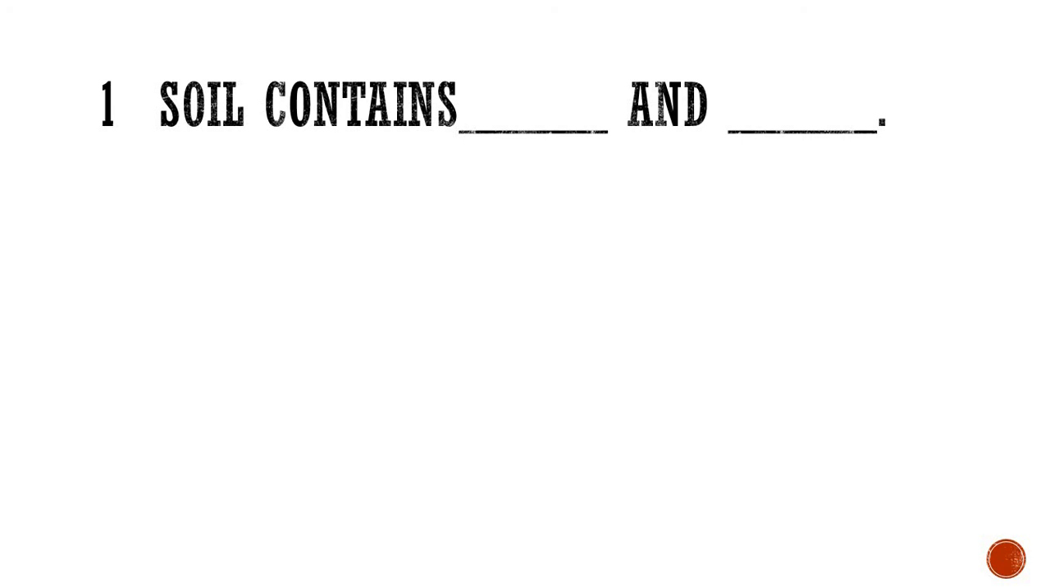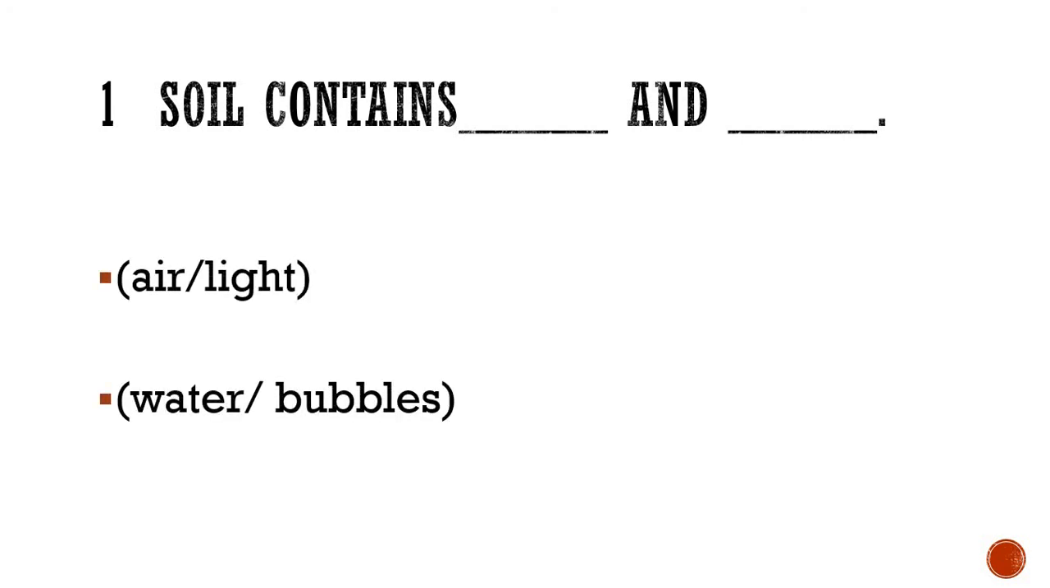The question is, soil contains dash and dash. Options are here. For the first blank, this is the option, and for the second blank, this is the option. In the first bracket, the options are air or light, and in the second bracket, the options are water and bubbles. Let's see what the correct answer is. Correct answers are air and water. Please repeat these blanks after me, students.